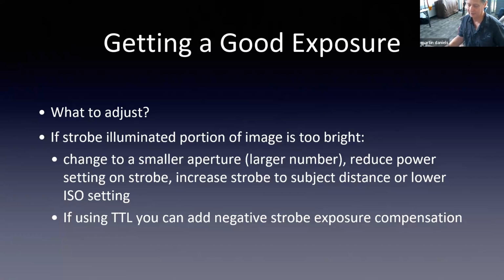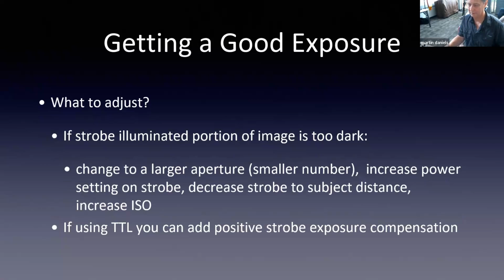And if you're using TTL, you can use the strobe compensation, right? That plus or minus with the little lightning bolt usually is how its symbol looks. It's a lightning bolt with the plus or minus next to it. That will allow you to bring the strobe power down or up. And then this is just the opposite. The strobe part is too dark. You would do the opposite of what we just talked about.